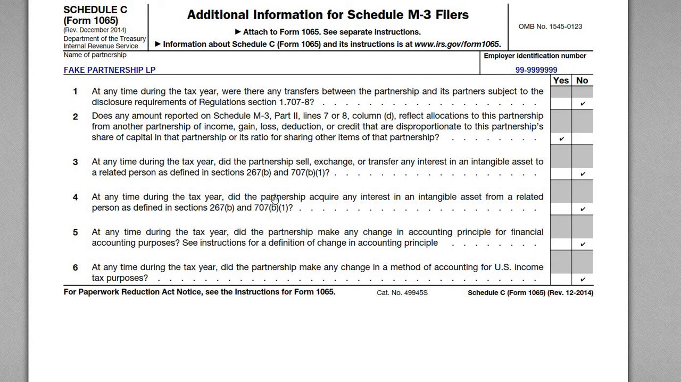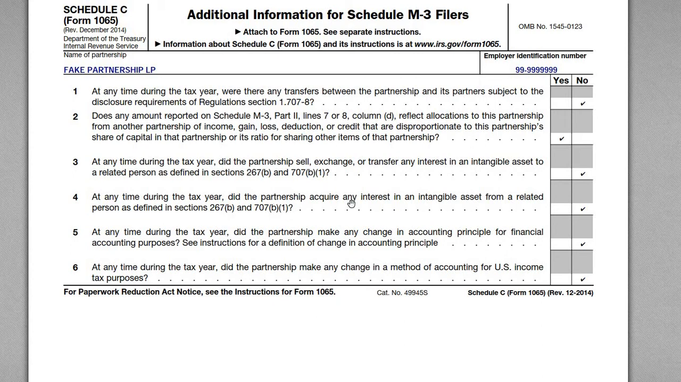Okay, so for this video, I wanted to cover the Schedule C that is included in some circumstances with a Form 1065 partnership tax return. This is not to be confused with the Schedule C that you might see on a Form 1040, right? That Schedule C is used to report profit or loss from a trade or business by an individual taxpayer. This is different. Form 1065 has its own Schedule C, and that's what we're looking at right here.